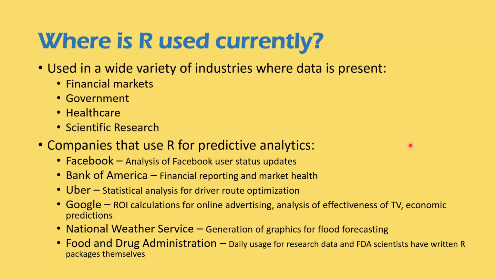Google uses R for a wide variety of things. They use it for return on investment calculations for their extensive online advertising. They use it to analyze which TV programs are effective and which aren't, and display information on those TV shows accordingly. They also use R for economic predictions.